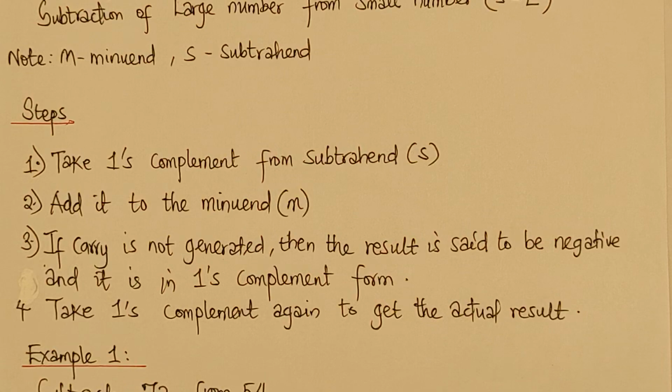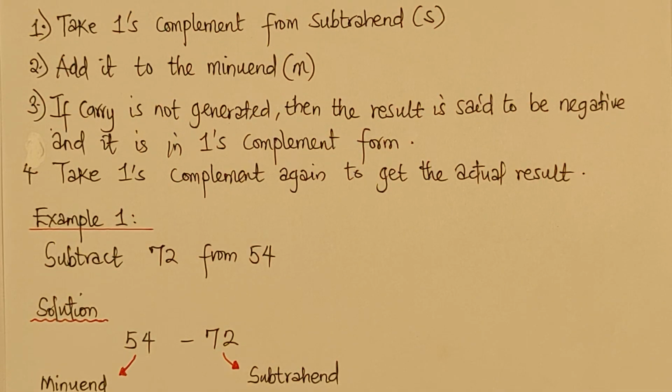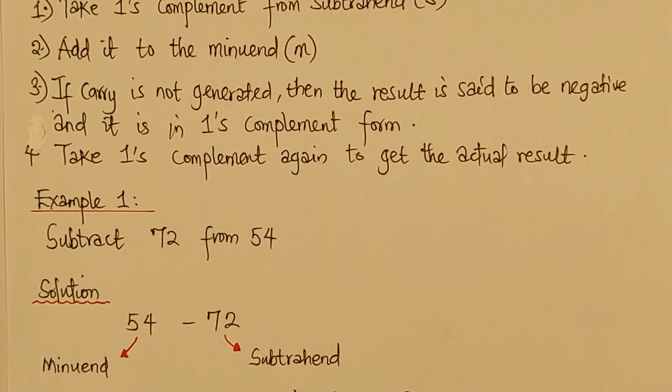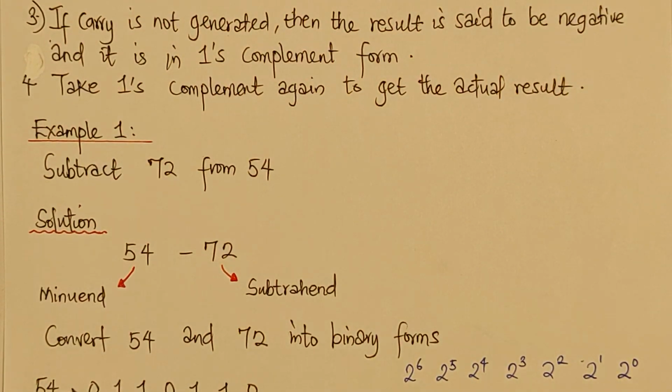Now to better understand this, let's look at an example. From this example, we are asked to subtract 72 from 54. Now our minuend will be 54, whereas our subtrahend will be 72. The next step to take is to convert 54 and 72 into binary form.